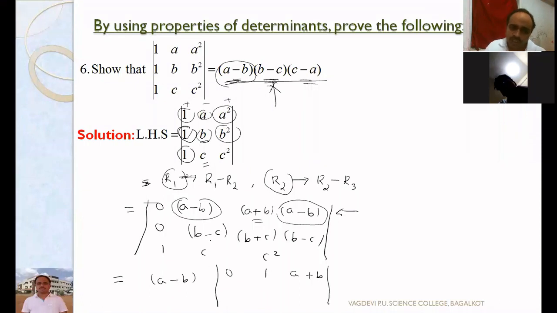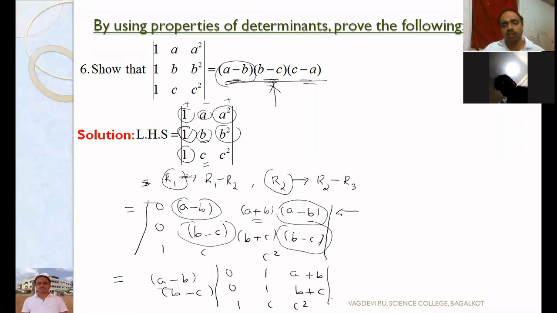Now in the second row, what is common? In the second row, I am having B minus C common. If I take B minus C common, in the second row, what I get? I get 0, 1, and B plus C. Third row, nothing is common. 1, C, C square, like this.